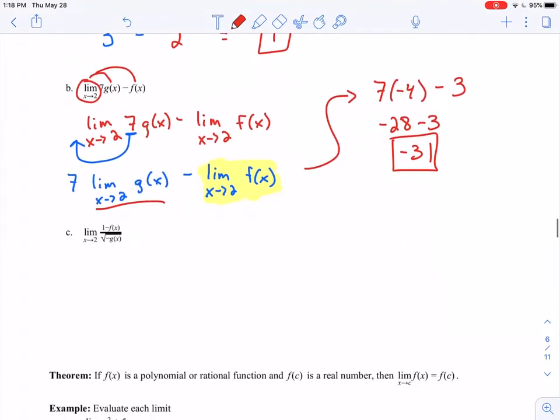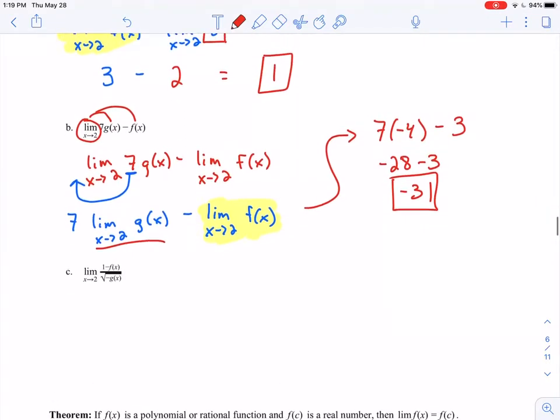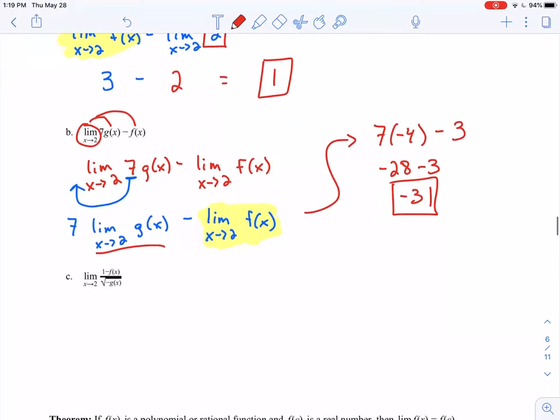Finally, C, again, we're just taking these limit properties and applying them here. So here I've got some division happening. So I'm going to take this limit and apply it to my numerator and apply it to my denominator here. So let's see, I will have the limit as x approaches 2 of 1 minus f of x divided by the limit as x approaches 2 of the radical of opposite g of x here.